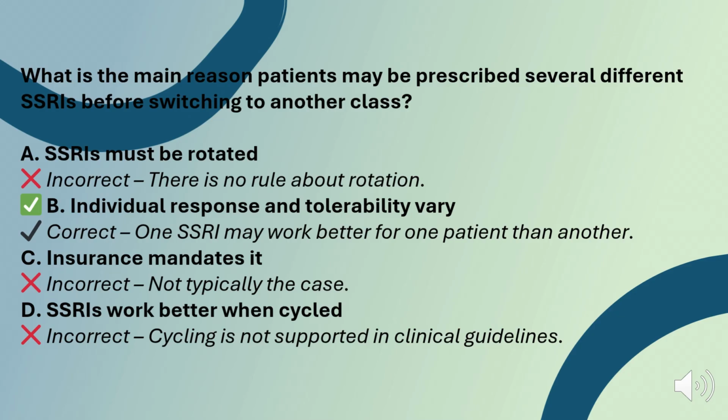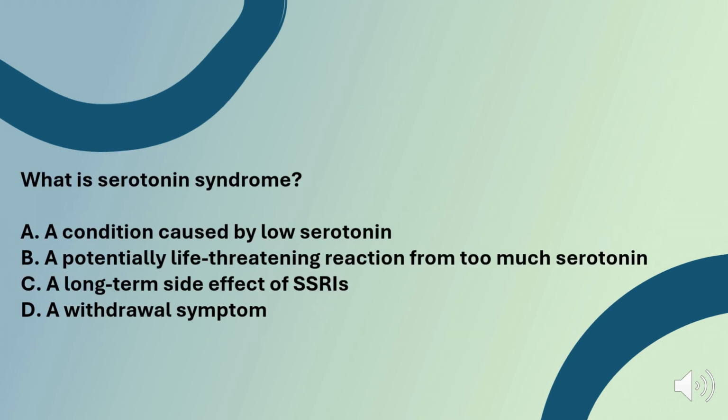Let's go there. So A, incorrect. SSRIs must be rotated. They're not. Individual response and tolerability vary. That's your correct one. One SSRI may work better for one patient than another. Insurance mandates it. That's not typically the case. And D, SSRIs work better when cycled. Cycling is not supported in clinical guidelines. Now, enough said. Next slide.